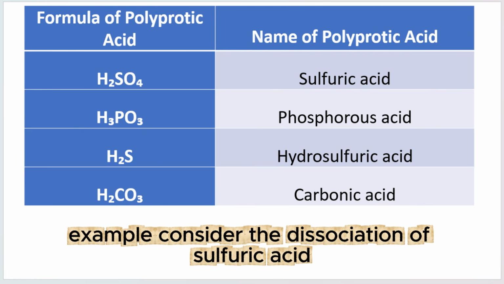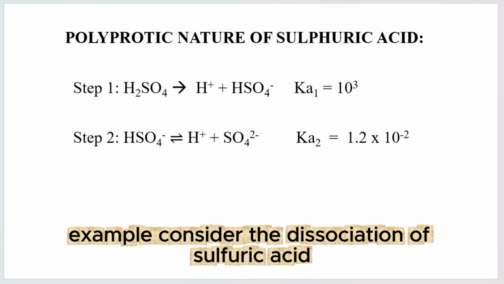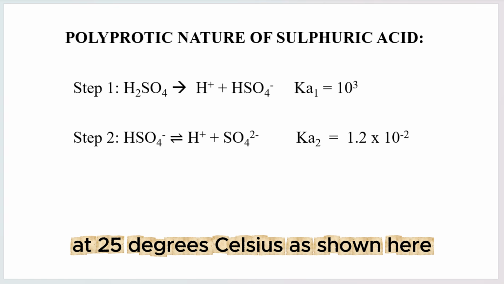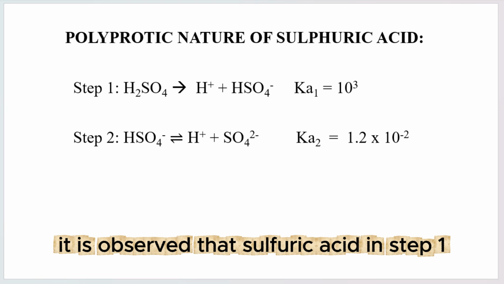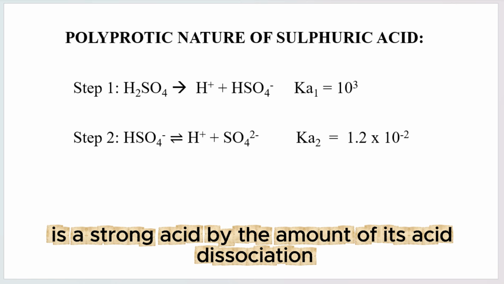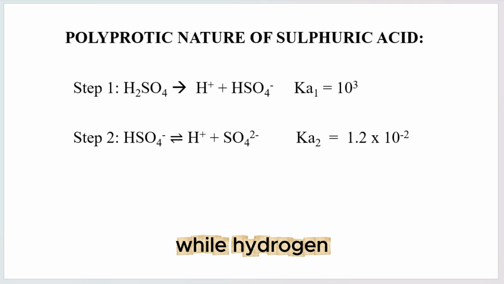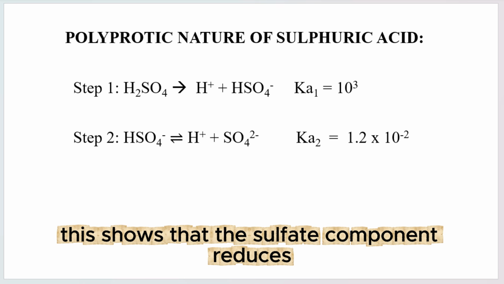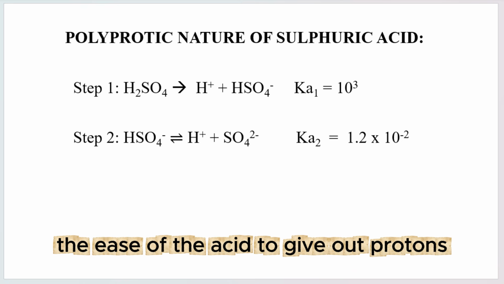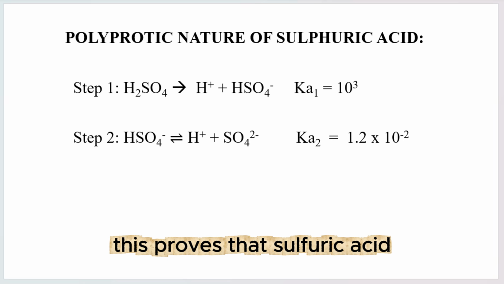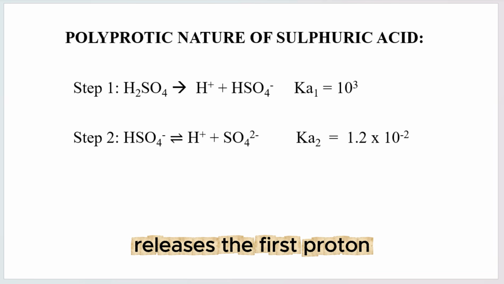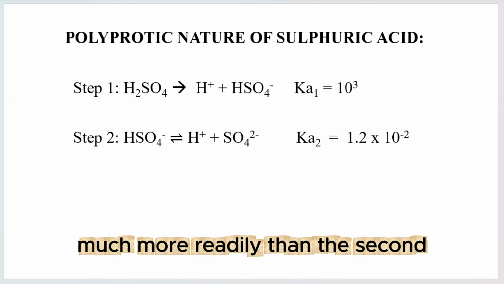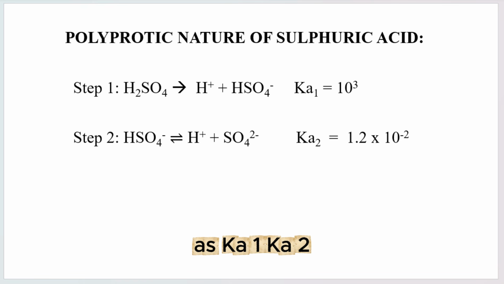Example: consider the dissociation of sulfuric acid at 25 degrees Celsius, as shown here. It is observed that sulfuric acid in step 1 is a strong acid by the amount of its acid dissociation constant shown here, while hydrogen sulfate ion in step 2 is a weaker acid. This shows that the sulfate component reduces the ease of the acid to give out protons. This proves that sulfuric acid releases the first proton much more readily than the second, as Ka1 is greater than Ka2.